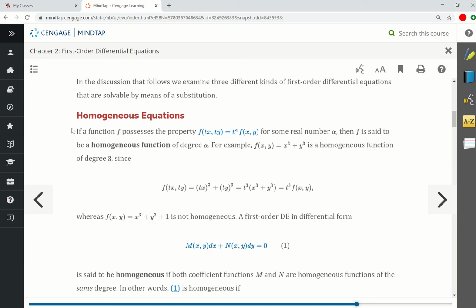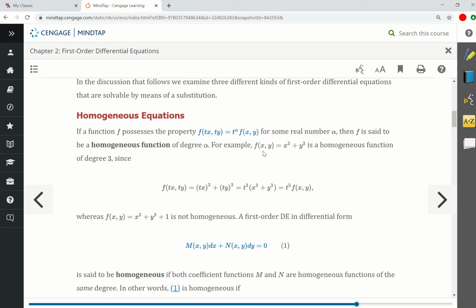The first type of equation we're going to look at that is solvable via substitution is going to be the homogeneous equations. Let's suppose that we have a function f that possesses the following property. If we replace the variables x and y with tx and ty, if the result is t raised to some power alpha times the original function f of x comma y for some real number alpha, then f is said to be homogeneous of degree alpha.